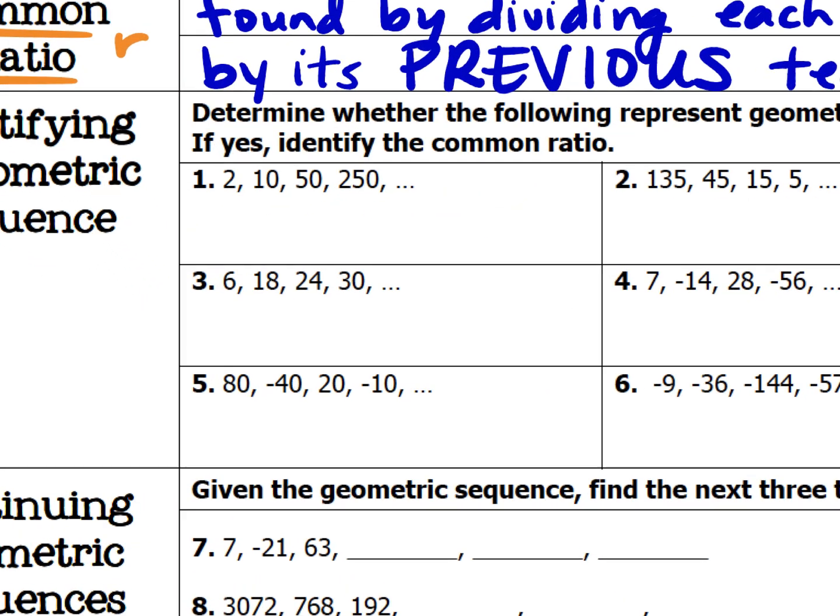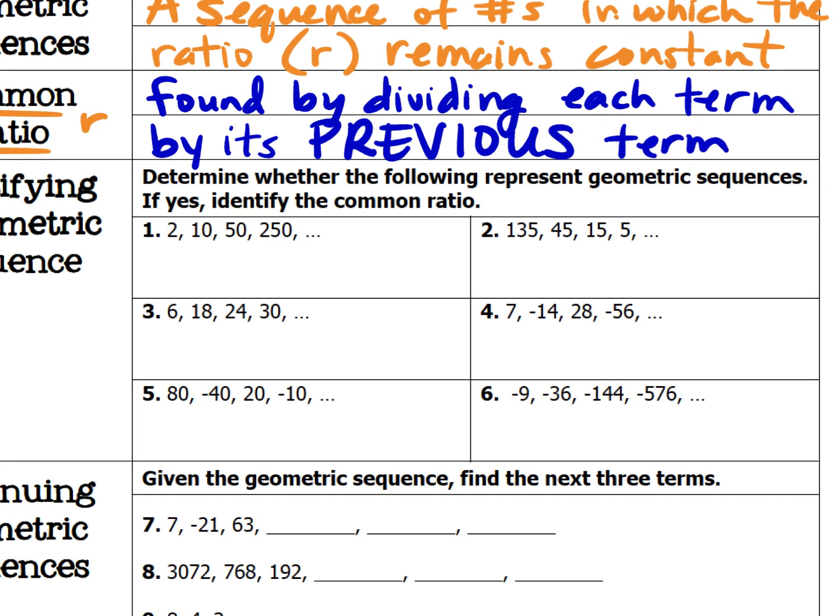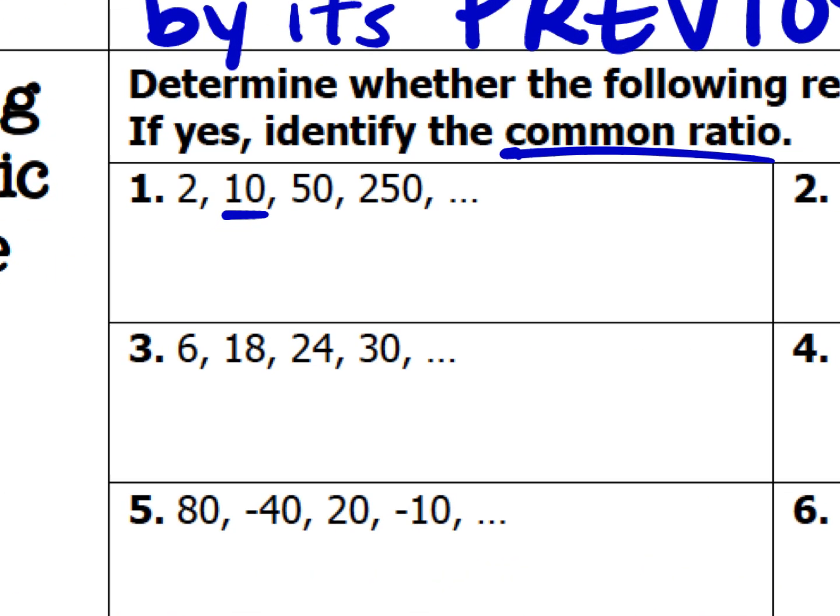If you are given this setup, 2, 10, 50, 250, okay? If I want to find the common ratio, the R for this, I need to take the second term and divide it by the previous term. What's the previous term to 10? 2, okay? So you're going to go 10 divided by 2. What is 10 divided by 2? 5. Okay, so if this is a geometric sequence, then that 5 should stay constant all the way through the problem. So now you go to the next thing.